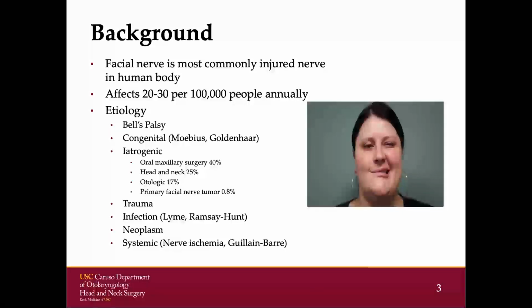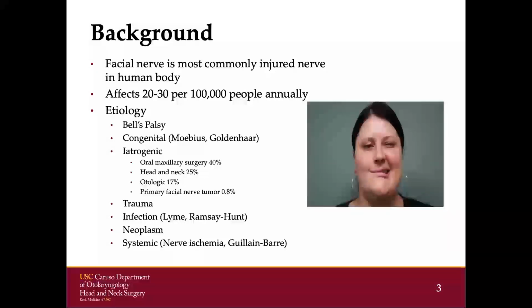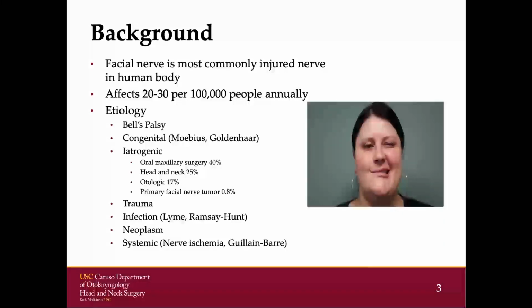Trauma can also be an etiology, and that can vary from crush injuries or blunt trauma to penetrating trauma, infections such as Lyme disease, neoplasms, and then also systemic diseases such as nerve ischemia, from angiopathies, and also, for example, Guillain-Barré syndrome.